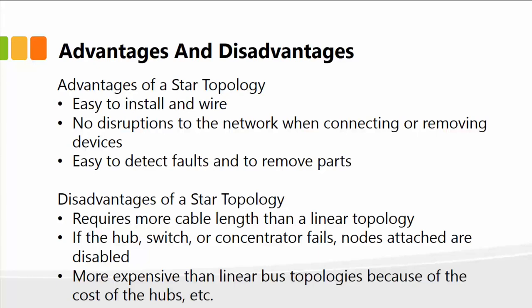So if the hub, switch, or the concentrator fails, nodes attached are disabled. So if something actually happens to that centralized device, the network is affected. It's also more expensive than linear bus topologies because of the cost of the extra peripheral devices such as hubs and switches. And we'll talk about hubs and switches later on in a different lesson, but here just understand the basic concept and the advantages and disadvantages of the star topology.